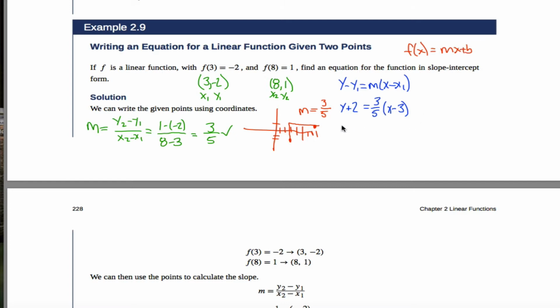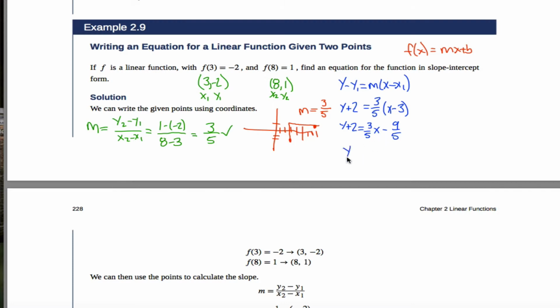I'm going to take the 3/5 and distribute it through. So now I got 3/5 of x minus 9/5. And that's because this 3, you can think about it as 3 over 1. And when you multiply fractions, you multiply straight across. So this 3 times the 3 that's on top here, and this 5 times the imaginary 1 on the bottom here, that gives me 9/5.